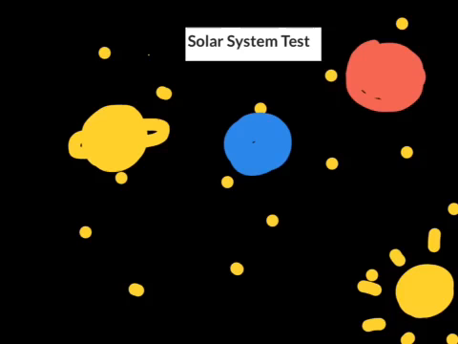Number 4. Blank is the force that pulls objects toward the center of the Earth. A. Oxygen, B. Planets, C. Gravity.